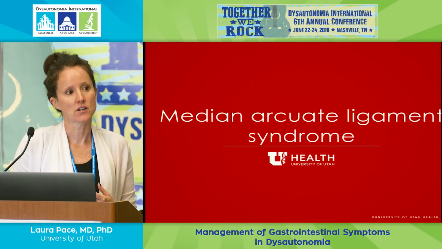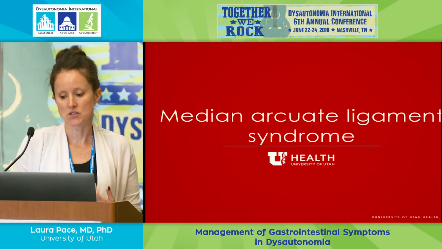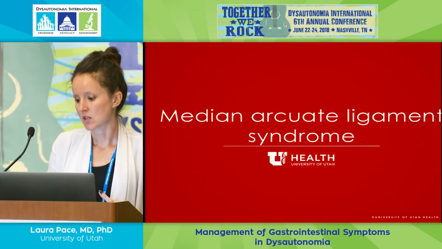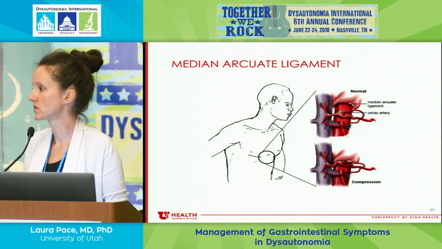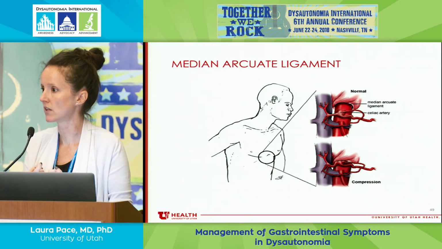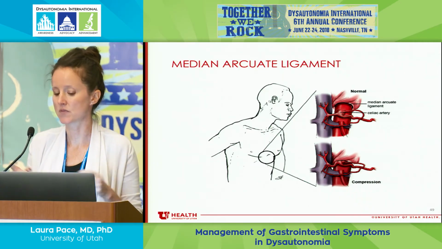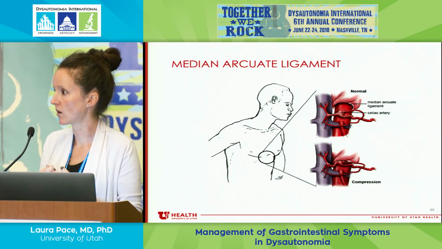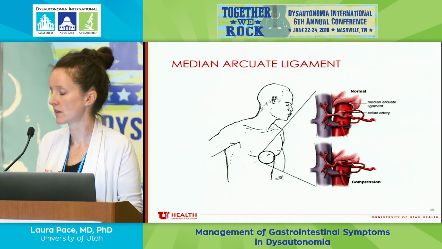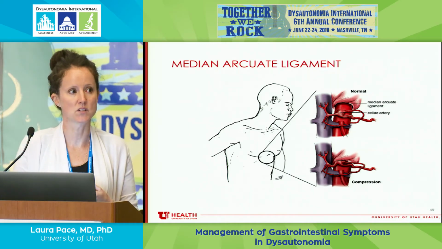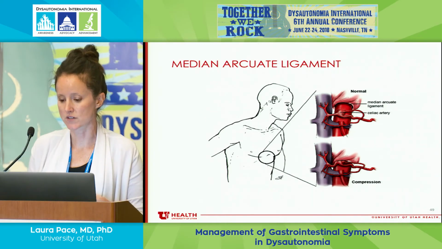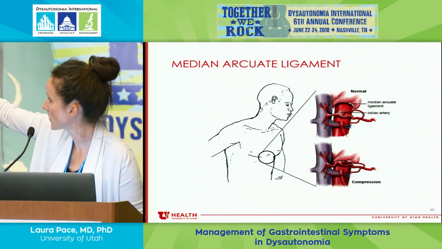Now I'm going to switch gears and talk about median arcuate ligament syndrome. The median arcuate ligament is formed by 2 muscles, the left and right crura of the diaphragm, that cross around the abdominal aorta. It's supposed to sit approximately 2 centimeters above the origin of the celiac artery, which you can see in the top diagram.